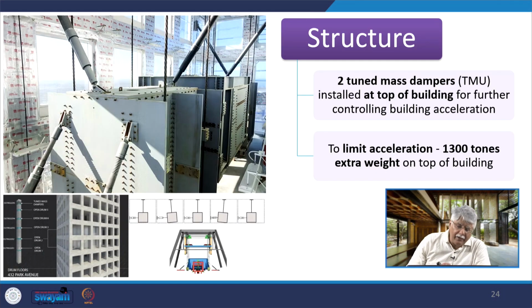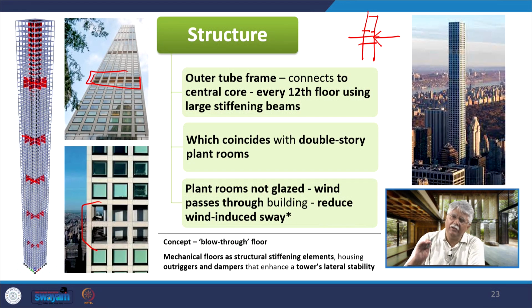But in spite of this, there have been issues concerning this building even till today, and there has been a controversy because of the sway of the building. You can read it up on YouTube. There are videos discussing the structure of this form and the difficulties that it has raised because of the sway, and also the corrective action being taken, because other super slender towers have come up in the vicinity of the same building.